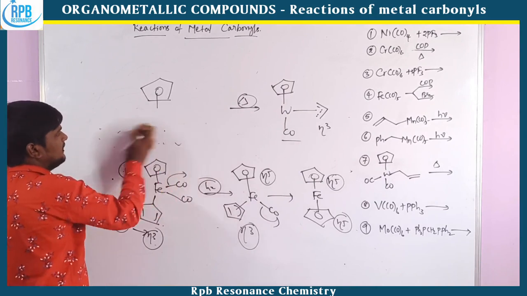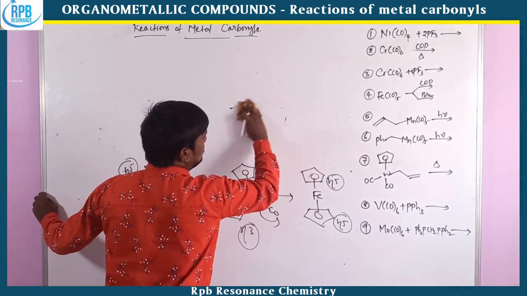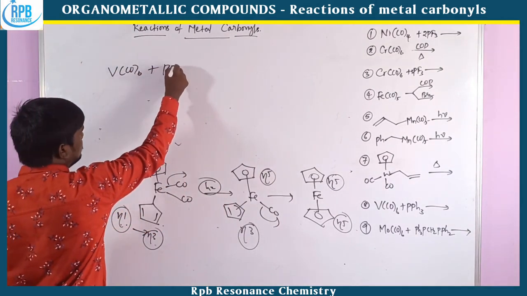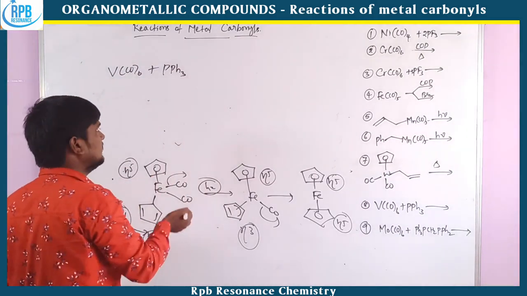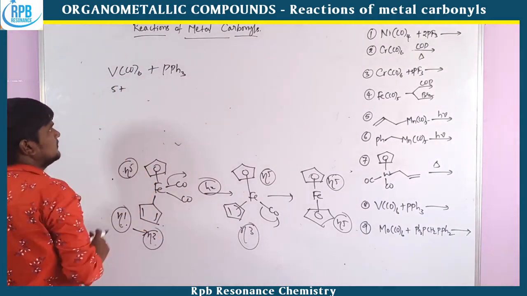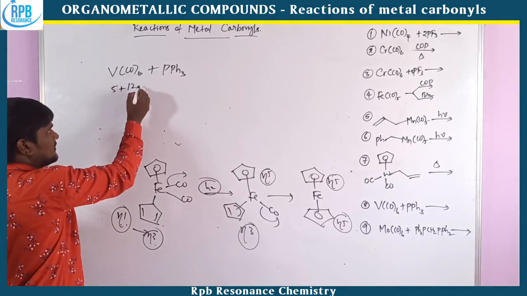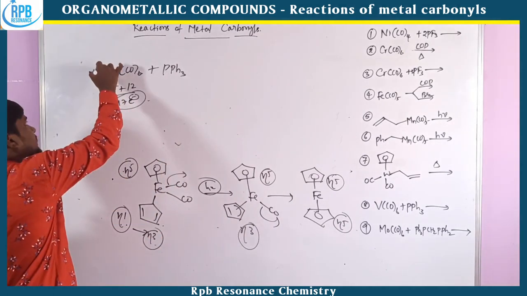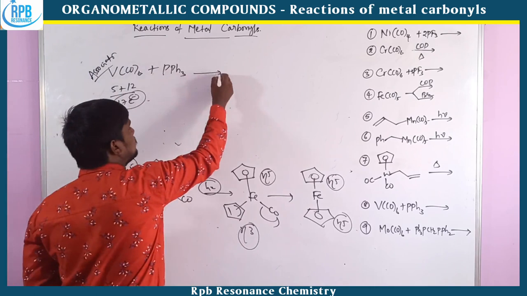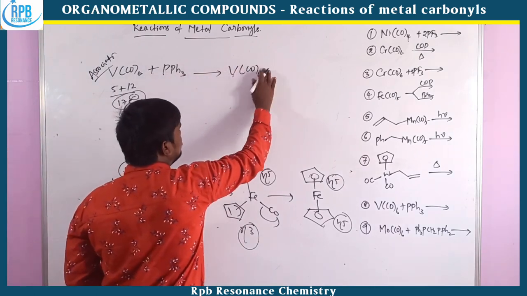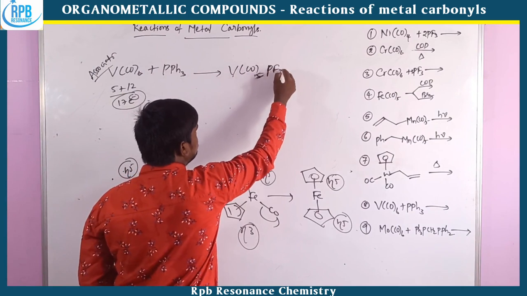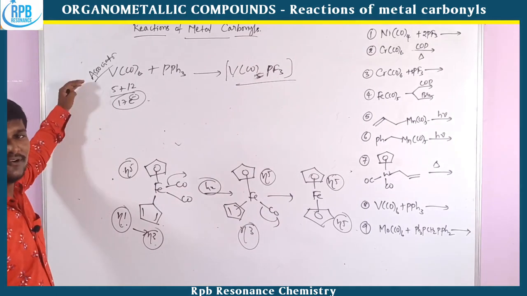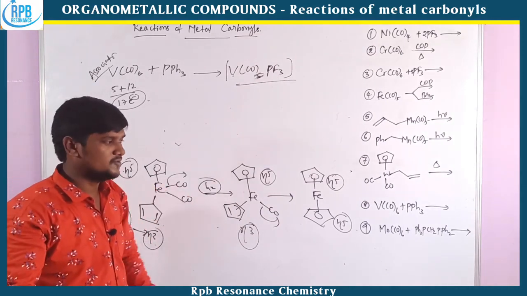Now, the final two examples. Vanadium CO 6 times along with PPh3. Here vanadium is 5 electrons and carbonyls are 12 electrons, totally a 17 electron system. Those 17 electron systems follow the associative mechanism instead of dissociative. One of the carbonyl groups is changed to PF3. Very simple reaction, but here the 17 electron system follows the associative mechanism. That is the only change we observe.